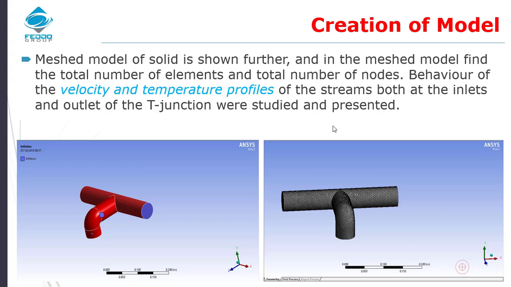Now meshing is a very huge process and a very important factor when it comes to convergence, especially when you are talking about computational fluid dynamics. It plays a lot, and that's why you have the mesh independent study, and also what we call the grid independent and grid dependent study, with respect to how you want to monitor and how you want to see it really. So the behavior of the velocity and temperature profiles of the streams, both at the inlet and outlet of the junction, were studied and presented as we move on.